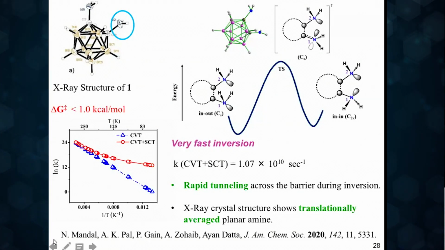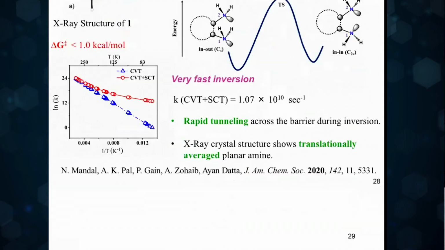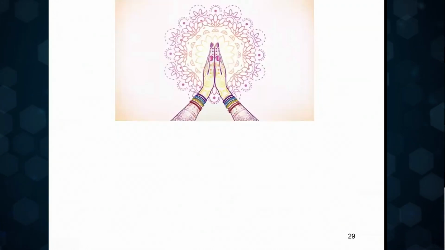And this work was done by my students Nilangshu and a summer student who visited us from University of Hyderabad, Ahsan, for a few months. This is the work which we had done. In other words, we have been able to look at a transition state, a planar amine, which almost resembles the transition state-like structure.